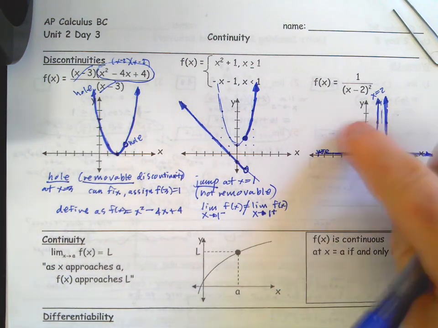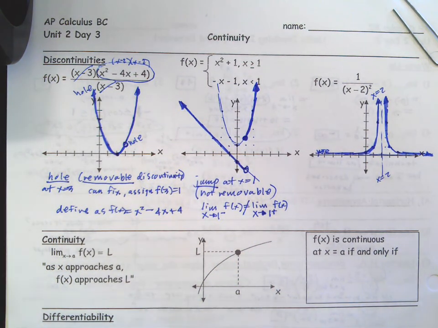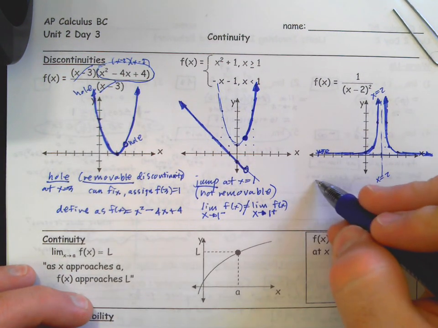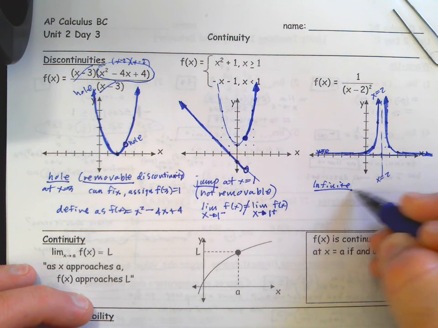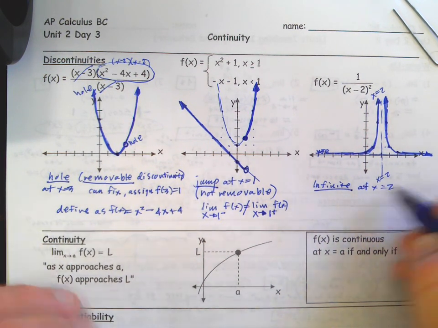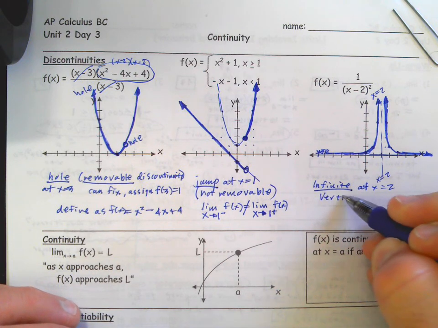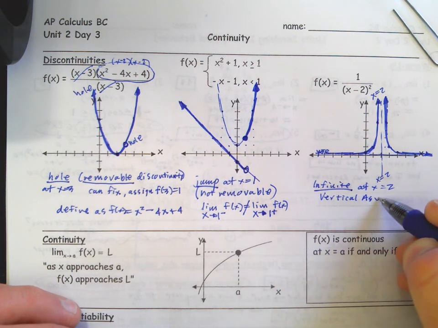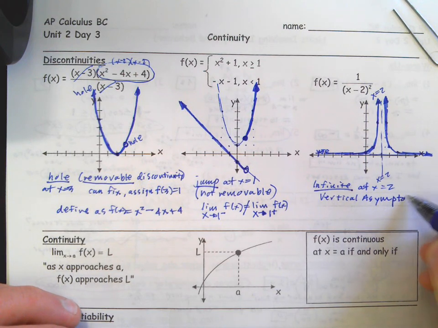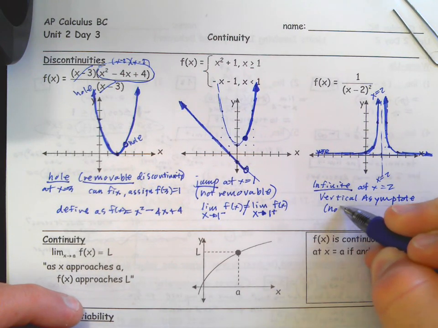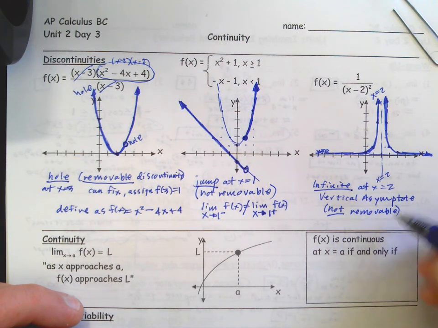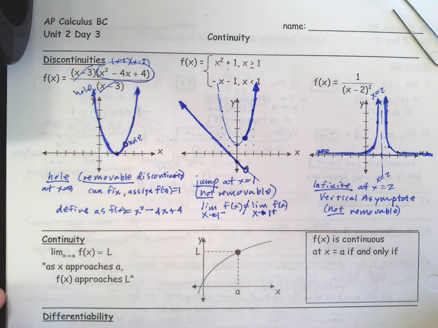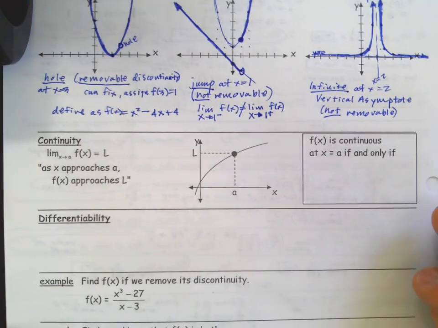There's a discontinuity. You can't draw it from one section to the other without lifting your pencil. We call this an infinite discontinuity at x equals 2. Also, you might refer to it as a vertical asymptote. So sometimes we have a couple different names for these. It is definitely not removable, right? You can't just connect the two sides with just plugging a point in or something. So those are three different kinds of discontinuities.